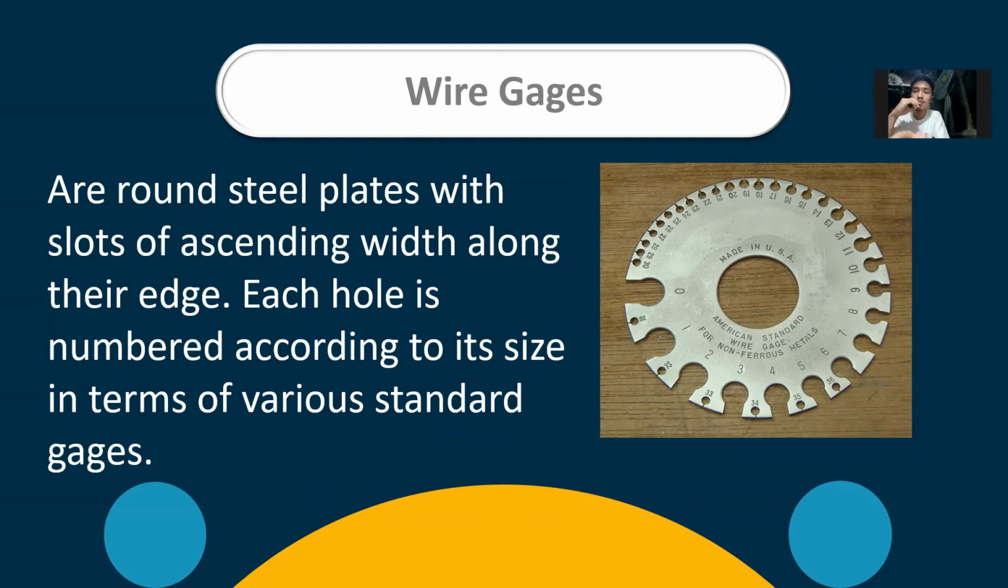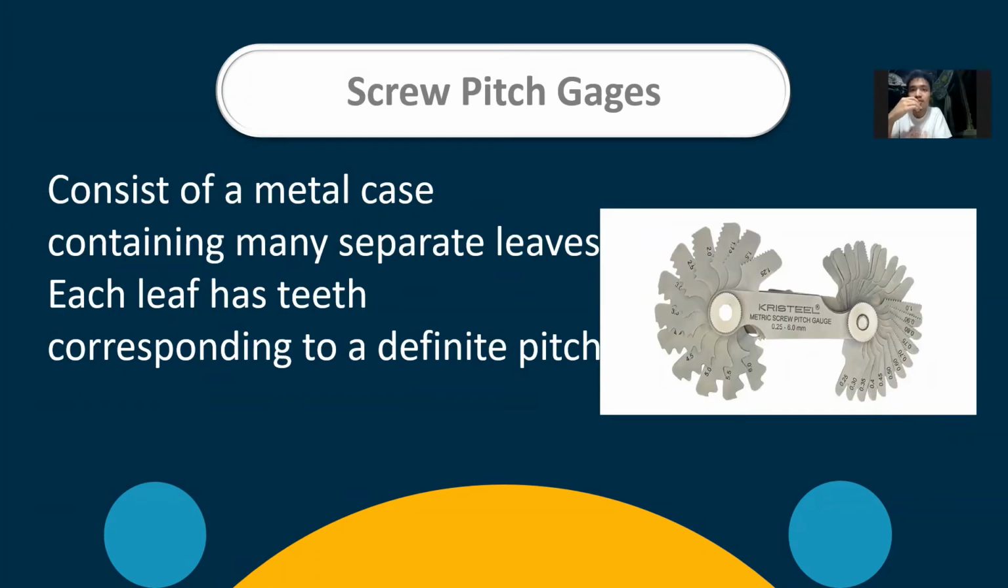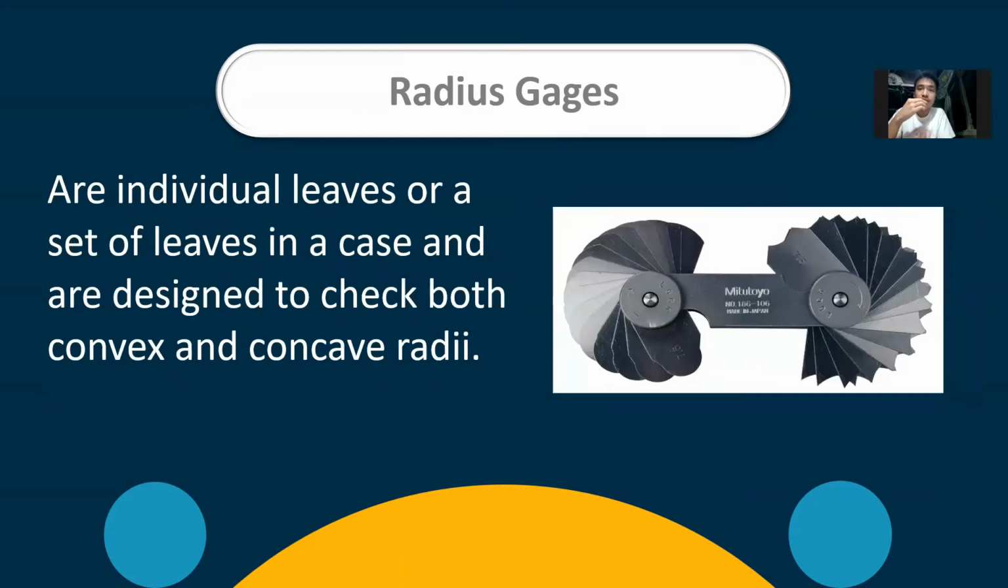So, yung gauge 5 na yun, pwede mo siyang gamitin on either which application na paggagamitan mo sa pinagmulan mo ng measurement na yun. Screw pitch gauges consist of a metal case containing many separate leaves. Each leaf has teeth corresponding to a definite pitch. So, ito naman, yung application nito is for screw, or specifically the pitch.